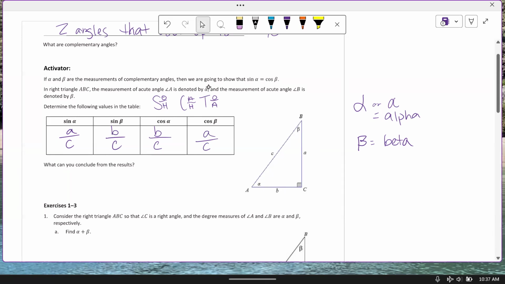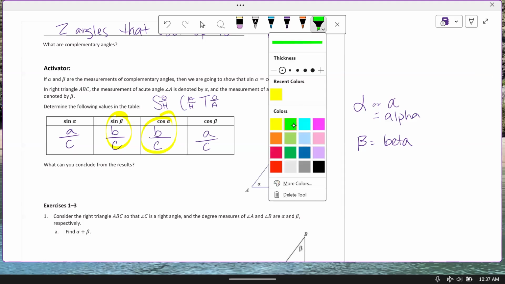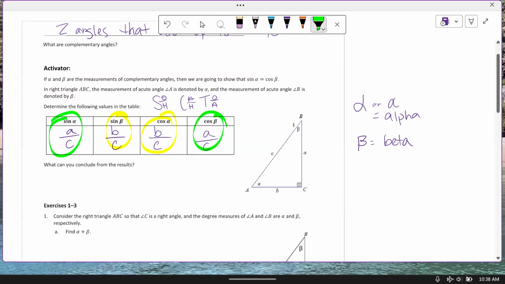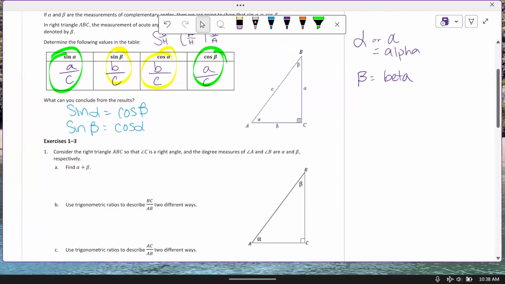So what we want to recognize from this is that our sine of beta and our cosine of alpha equal each other, and then our sine alpha and cosine beta equal each other. So we're going to write that sine of alpha equals cosine of beta, and then sine of beta equals cosine of alpha. I know my handwriting is really bad. Move past it. Okay. So those are what we're going to be calling complementary angles.